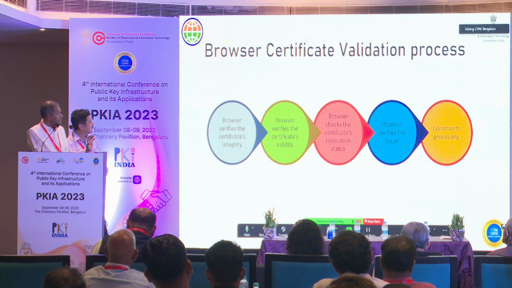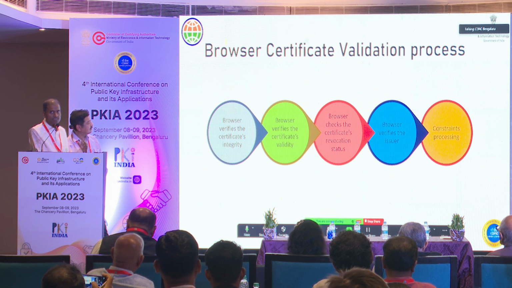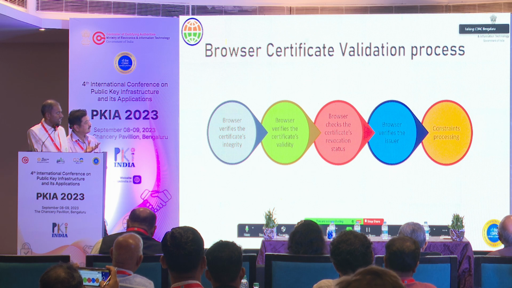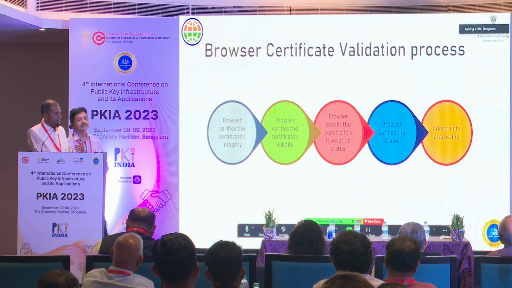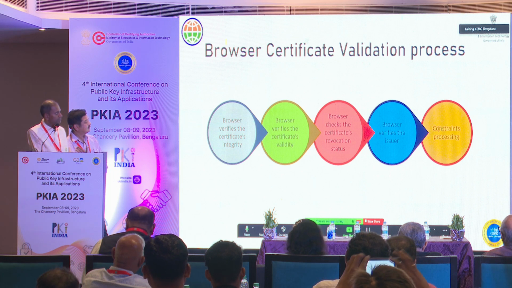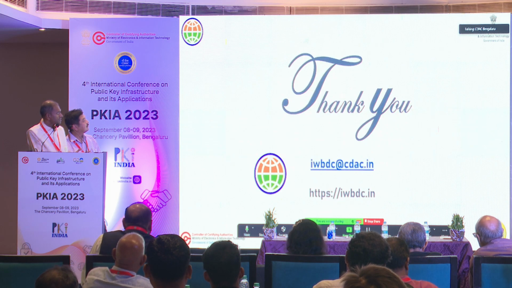The validation process of the certificate will happen like this. The browser will verify the certificate's integrity, verify the certificate validity, check the certificate revocation status, and verify the issuer. It also looks at the various constraints in the X.509 certificate template and processes based on that. So this is the sequence of steps in the certificate validation process.